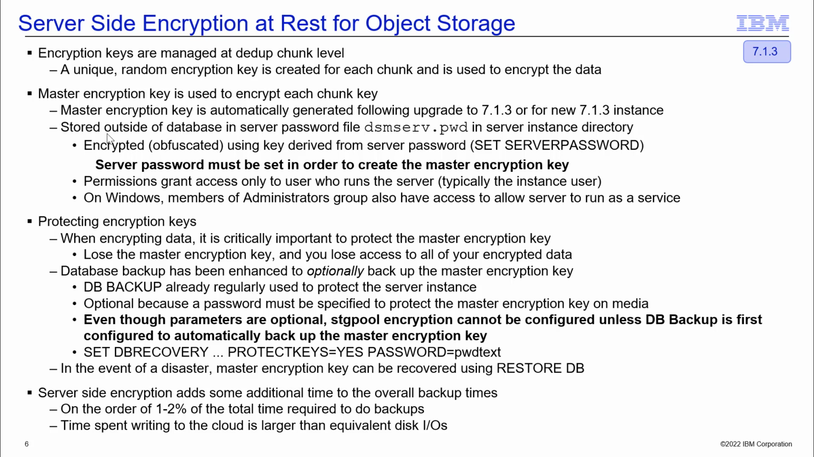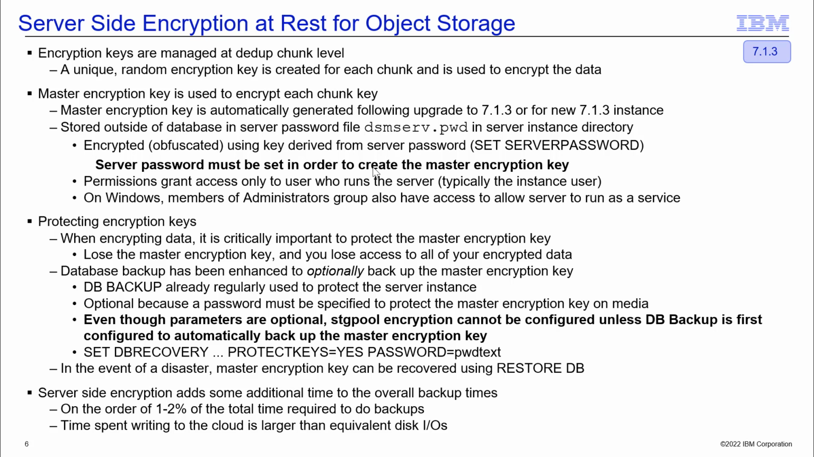Now, in addition, there is a master encryption key for each chunk key. And this master encryption key is going to be automatically generated either when you upgrade to a version 7.13 server or when you install a new server instance that's at version 7.13 or above. The next couple of things I talk about are if you are at a version 7.13 to 8.1.1 server. In those cases, the master key is going to be stored in a dsmserver.pwd file in the instance directory.